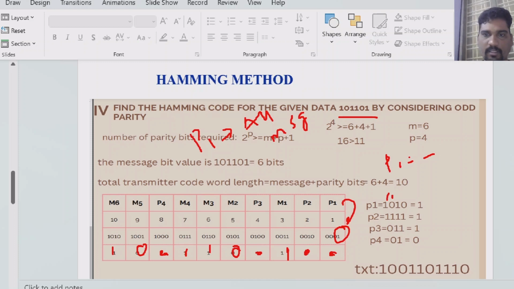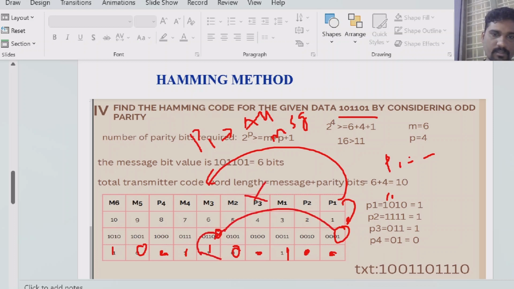P1 with M3 is completed. Now compare P1 with M3. It is not matching, right? Here it is 0, here it is 1. So we should not consider this value. That's it. Now go and compare P1 with M4.